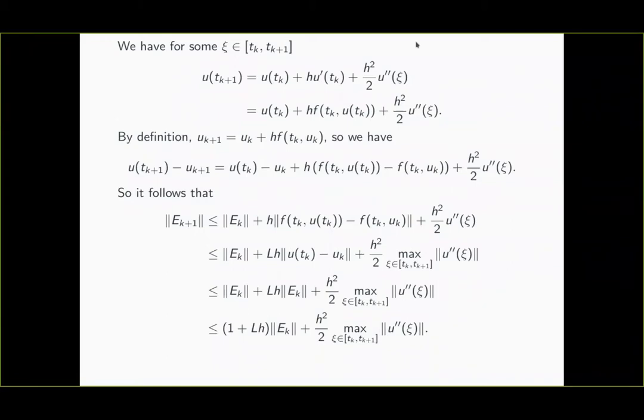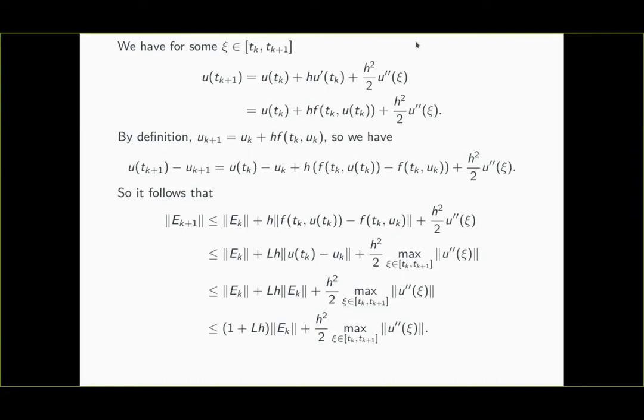So I take a look at u of tk plus 1 minus uk plus 1, and just plugging in these two formulas for these two terms that I've derived just now, I get that this distance, the approximation error at time tk plus 1, is the same as u at time tk minus uk plus h times f of tk, u of tk minus f of tk, uk, plus that term from the Taylor formula, namely h squared over 2 times u prime prime of psi.